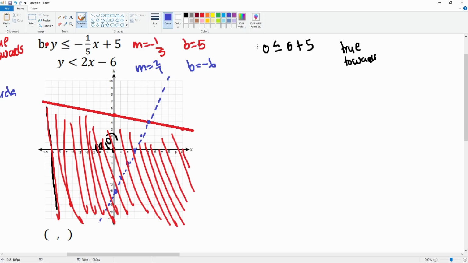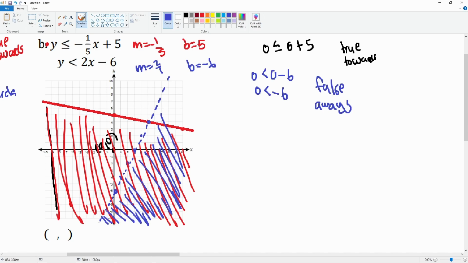Now let's do the blue side. We're going to plug in 0, 0 here. And let's see if this is true. Is 0 less than -6? This is false. So we shade away. So do you see blue? 0, 0 would be towards, so we have to shade away from it. And that is everything away from it.